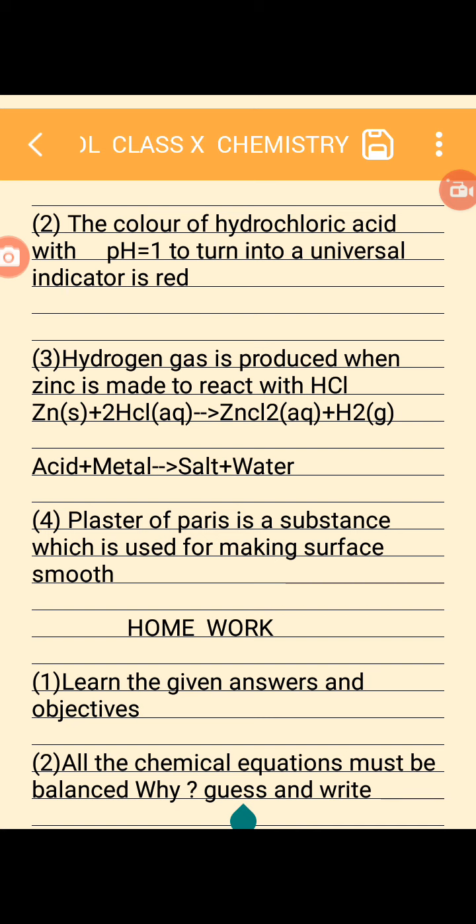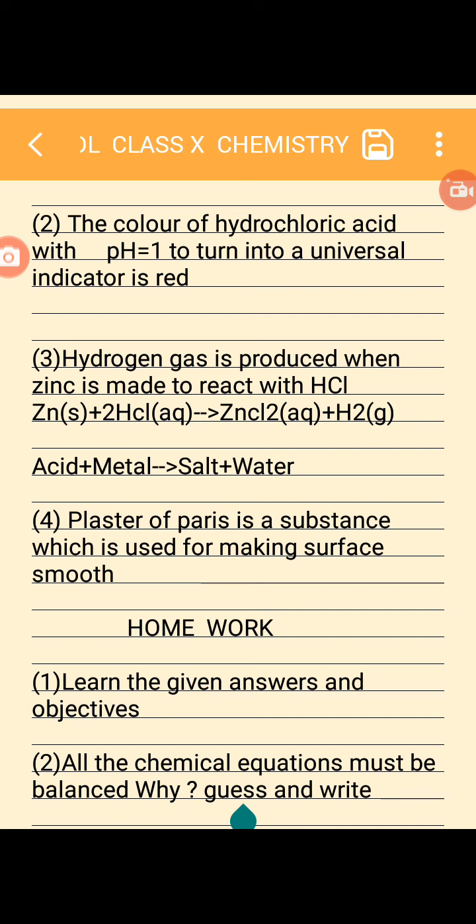Now move on to the third bit: dash gas is produced when zinc is made to react with HCl. When zinc reacts with HCl, it gives rise to the formation of zinc chloride along with hydrogen gas. So the gas we obtained here is hydrogen. So in the blank, what do we get? Hydrogen gas is produced when zinc is made to react with HCl.